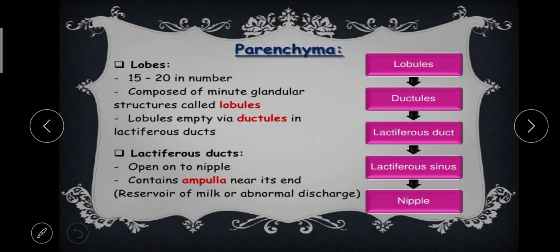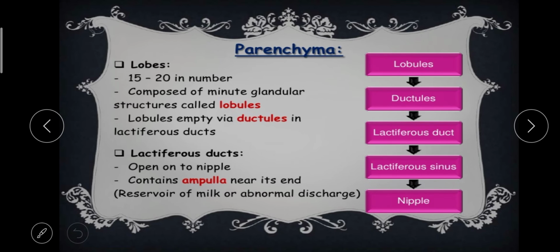The next structure in the breast is the parenchyma. In it, 15 to 20 lobes are present, composed of minute glandular structures called lobules, and lobules empty via ductules into the lactiferous duct. So what is the lactiferous duct? It opens onto the nipple and contains an ampulla near its end, which is a reservoir of milk or abnormal discharge. Through this, the milk comes out.